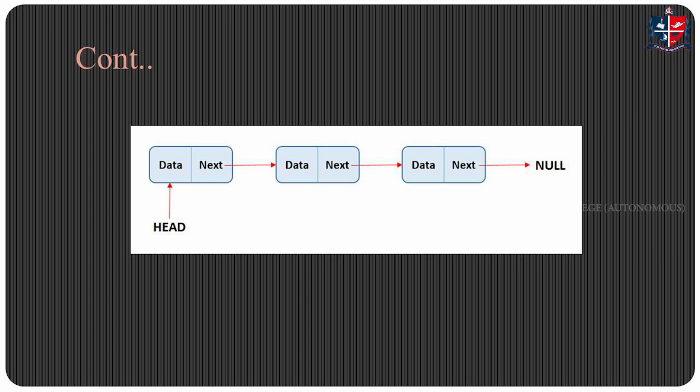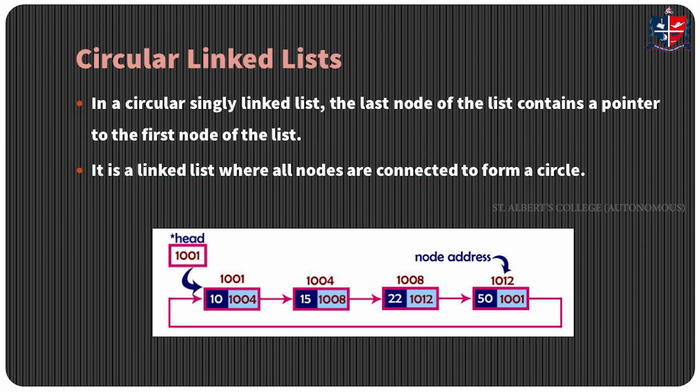You can see here there are three nodes present. The first node points to the head, and each node contains data and the address of the next node, and the last node points to a null value. So this is a singly linked list.